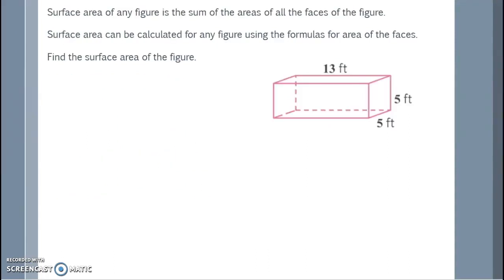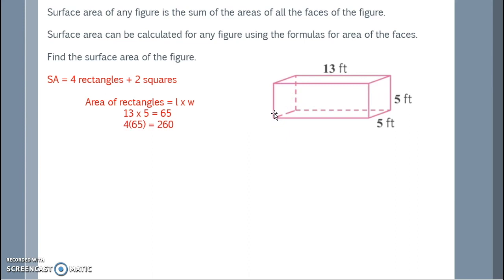Find the surface area of the figure. Here we have a rectangular prism. So we have 4 rectangles, and notice that we have 2 squares here at the end, and then the rest are rectangles. So the area of a rectangle is length times width. So one area would be 13 by 5, so 65. But if you notice, there are 4 of the same.